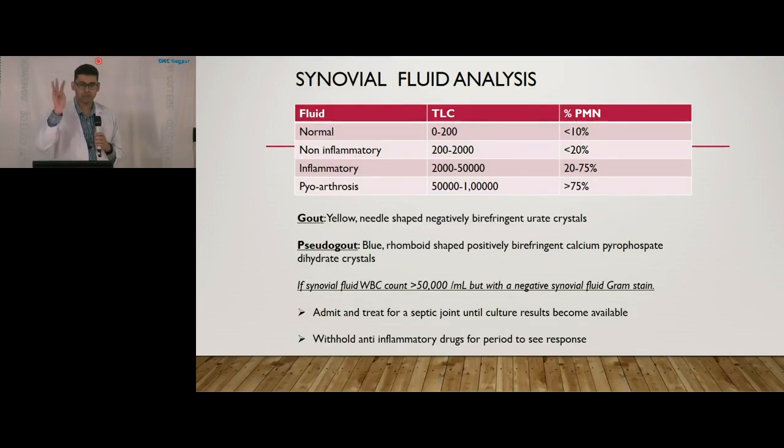Just remember these three words: usually monoarticular, usually painful, associated with systemic features. Synovial fluid analysis more than 50,000, predominantly polymorphs, chances of having septic arthritis is high. That is not diagnostic. If you are having something on gram stain, you can very well take it as a case of septic arthritis.